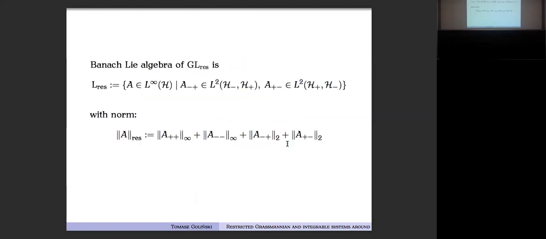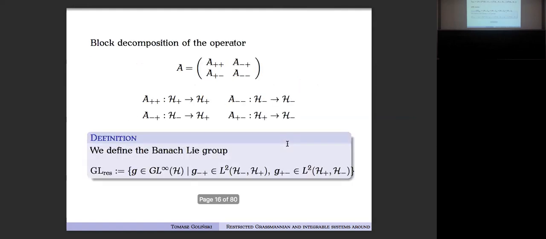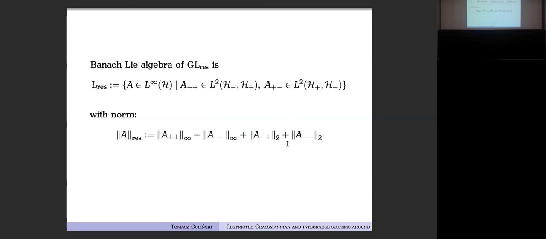Its Lie algebra, it's easy to see, is the same thing, you just drop the invertibility condition, and when you look at it, it's easy to see that you can introduce the norm like that: you can take the norm of each of the blocks separately and add them up. In two blocks you take the operator norm, in the other blocks you take the L2 norm, and it makes the restricted gl into a Banach Lie algebra. And if you do everything, this becomes a Banach Lie group modeled on this Banach Lie algebra.